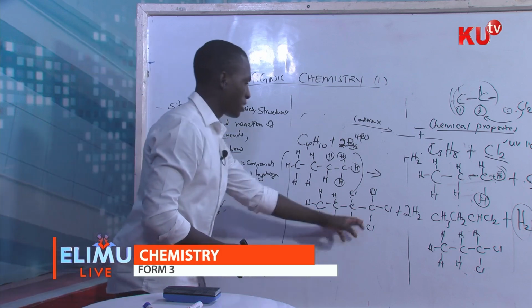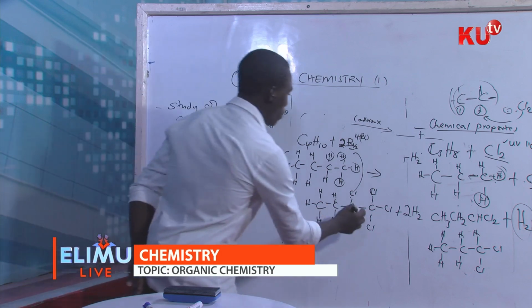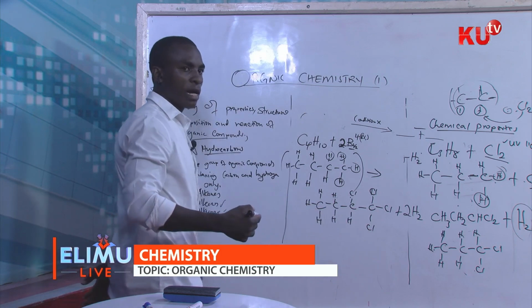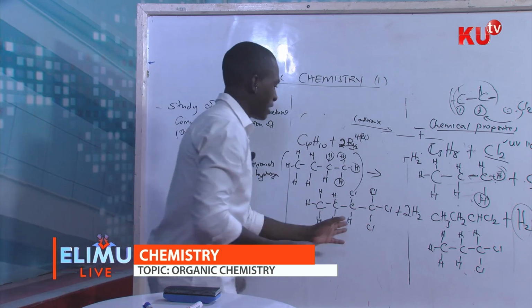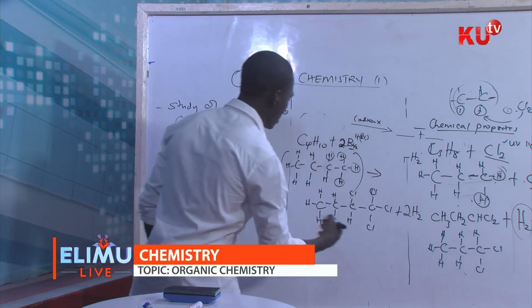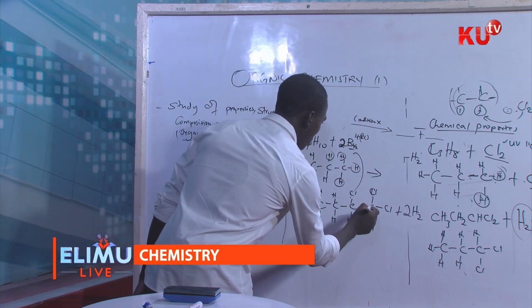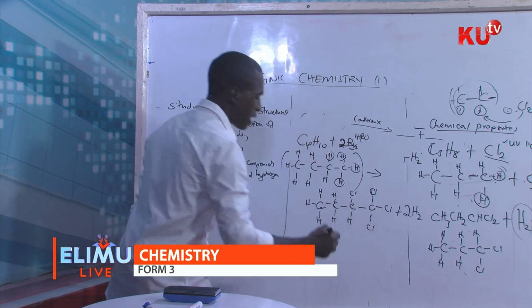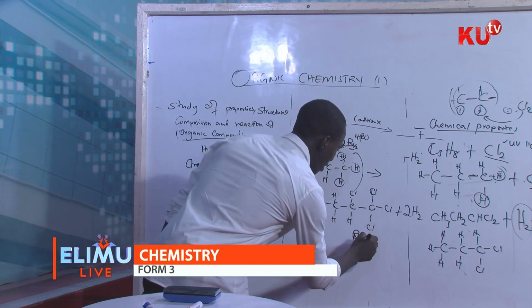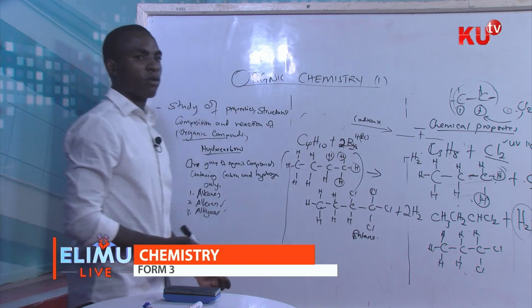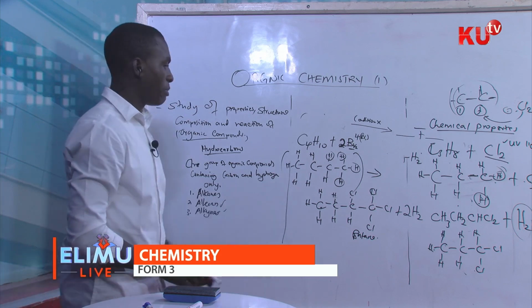So how do we name this? To name this, we begin with the side in which the halide is attached, and the halide is attached on this side. So we just identify the longest carbon chain here. How many carbon atoms do we have? We have 1, 2, 3, 4. So the parent name will be butane because we have 4 carbon atoms.